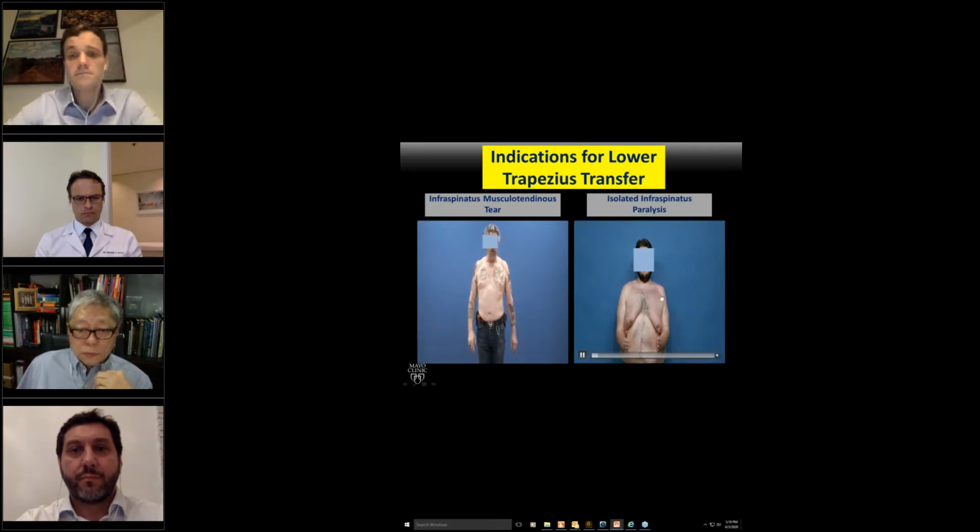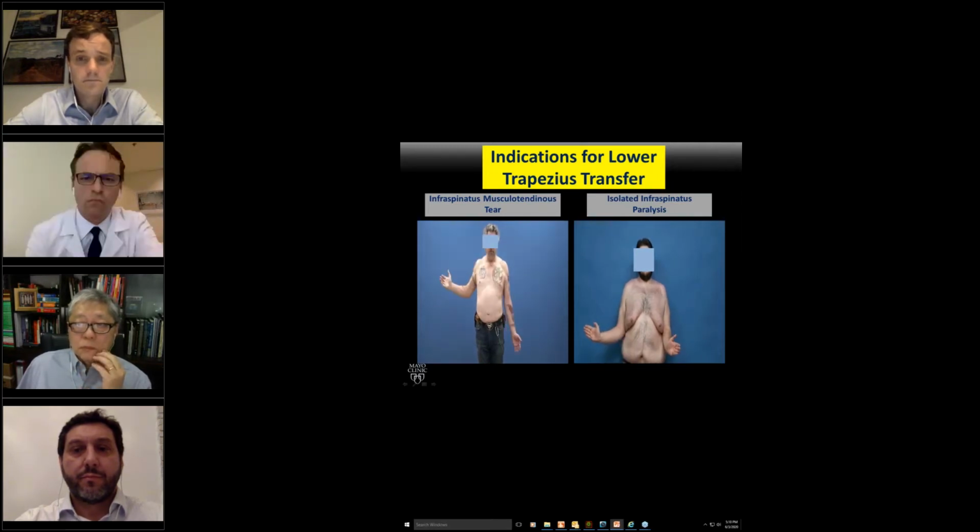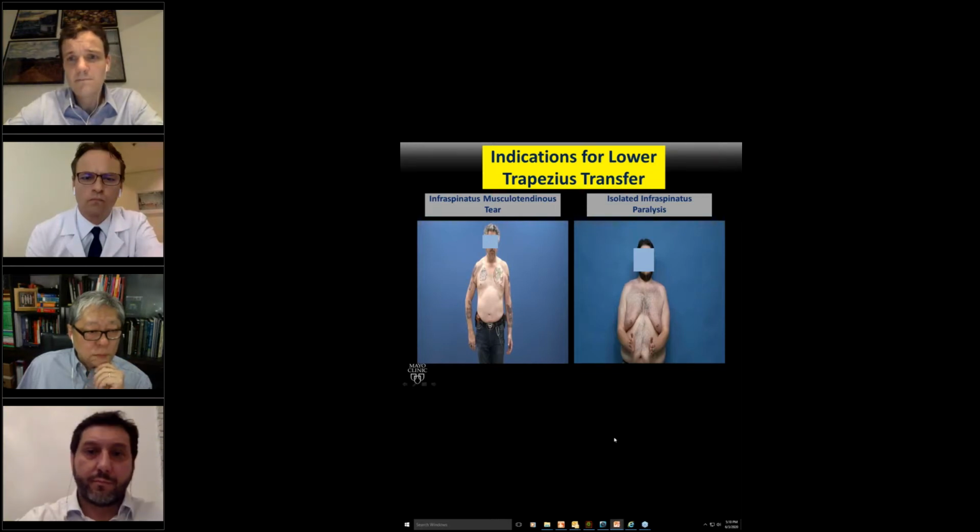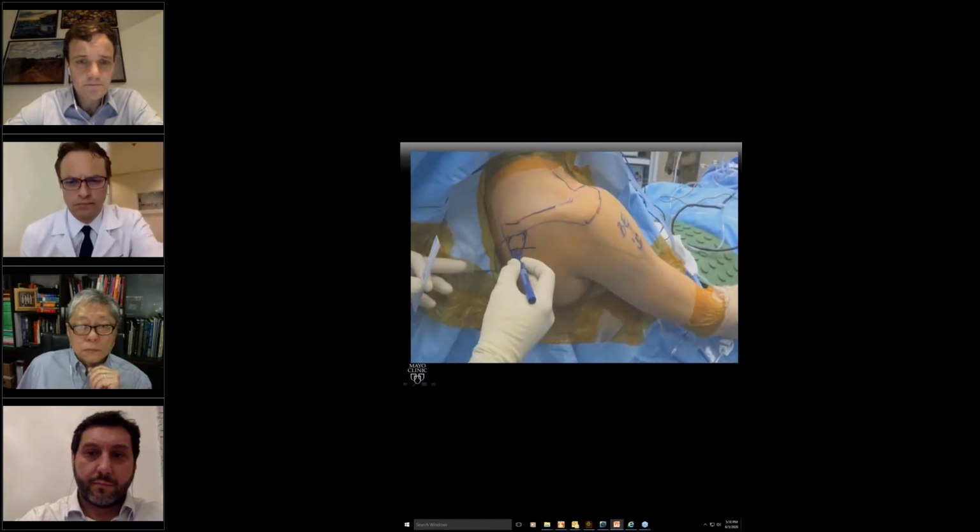And in patients who have an isolated paralysis of the infraspinatus, if you have the tendon, you can do direct transfer. Otherwise, you need the typical transfer that we do for the massive posterior superior rotator cuff tear. And for the sake of the time that you've given me, I thought I would go over the technique, which we talked about a lot in the past, but I think it will be good to reinforce here.